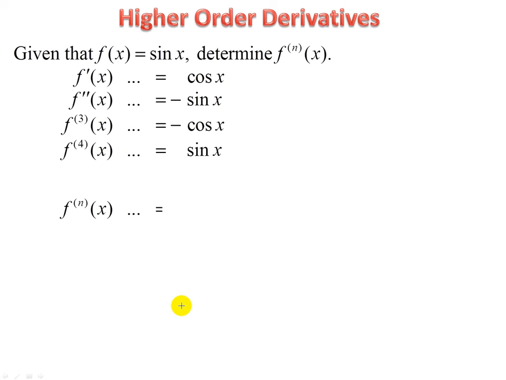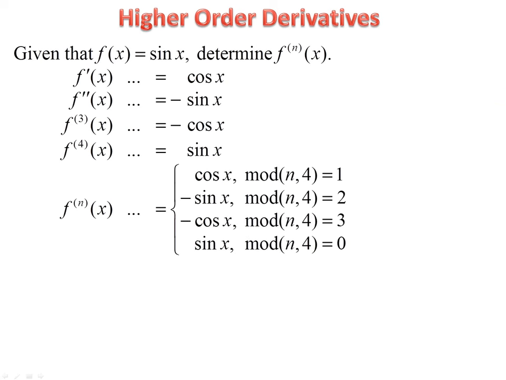So in other words, if you take n, divide by 4, we're interested in the remainder. 2 divided by 4, remainder 2. 6 divided by 4, remainder 2, etc. Now we're also going to use what's called a piecewise defined function because there are 4 different answers depending on the values of n. So we're going to come up with that.